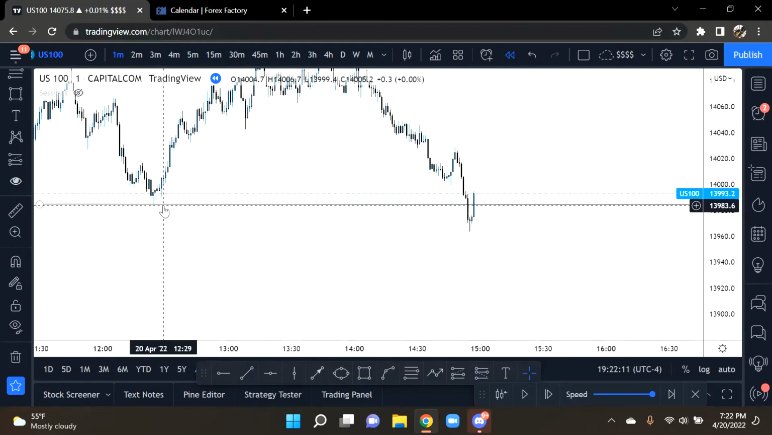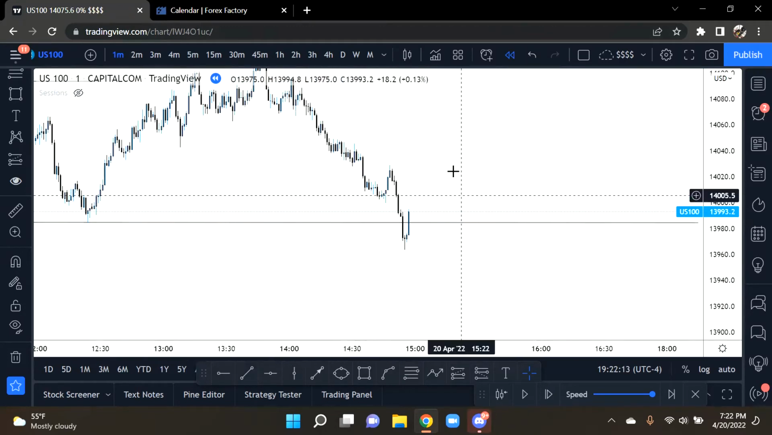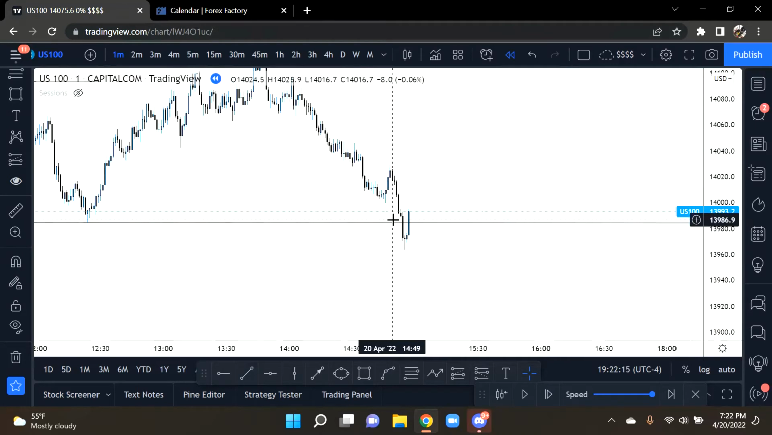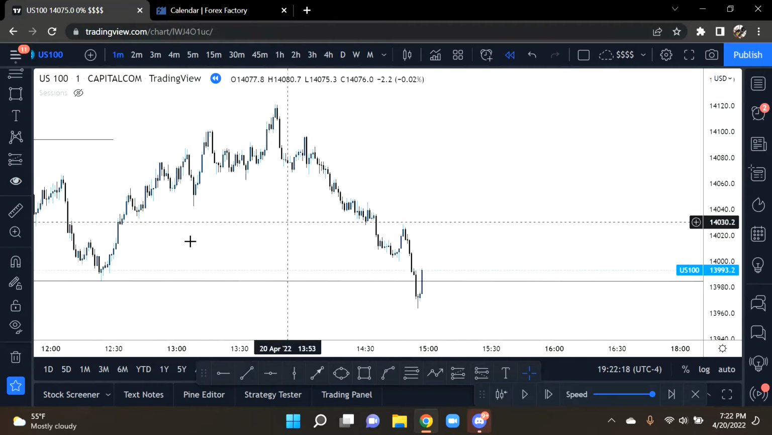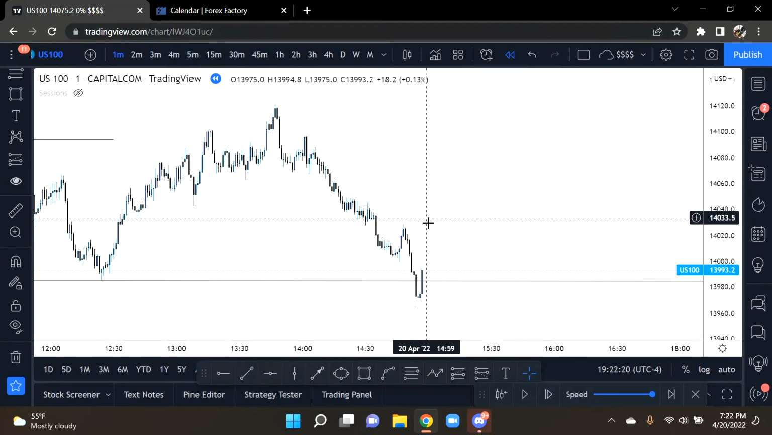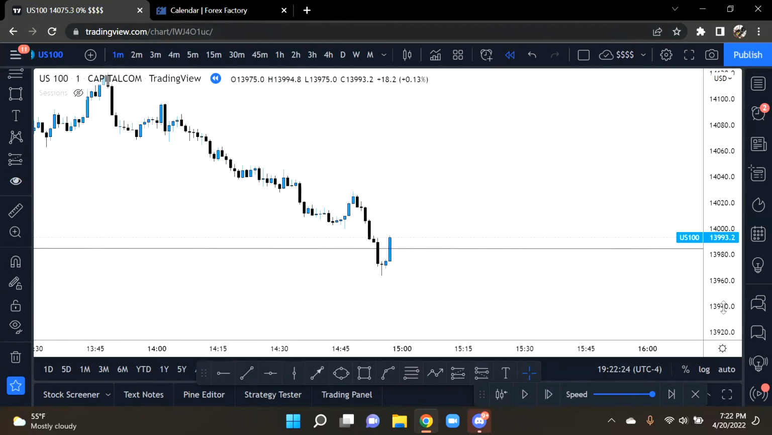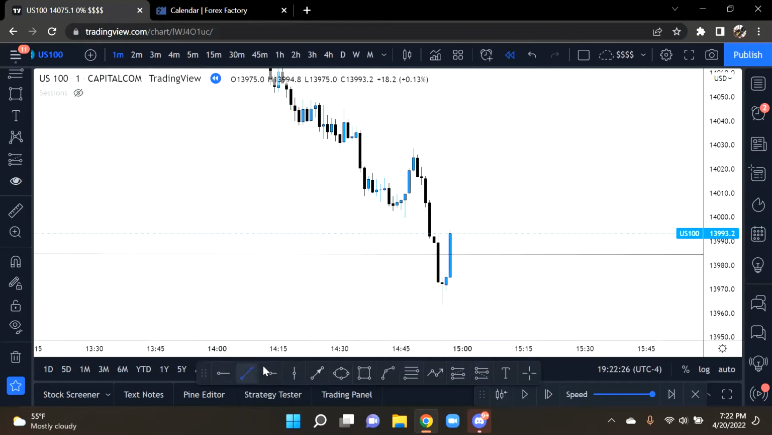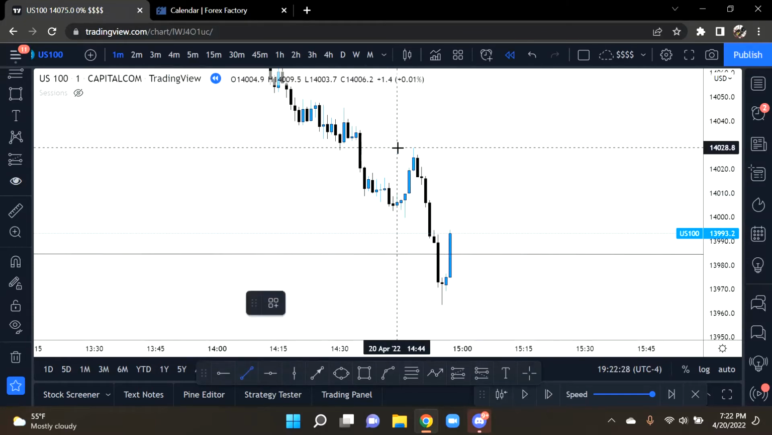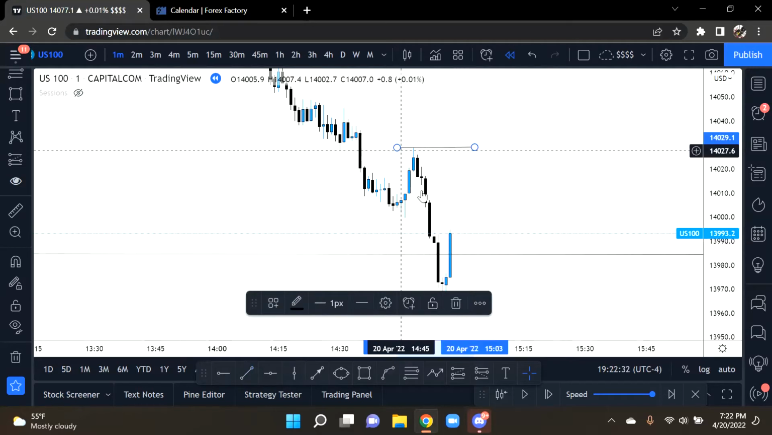Liquidity is taken. Bullish price action is expected because I'm targeting the highs, right? Price traded below a low. Now we're going to be looking to target buy side liquidity. And I just want to wait for, not just wait, but also see if price breaks above this swing high.